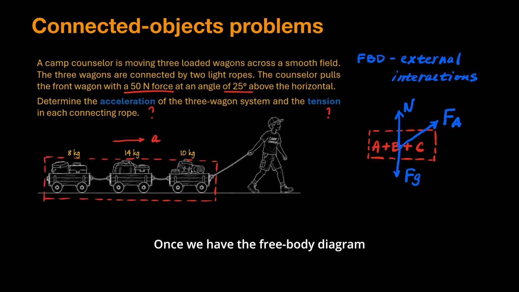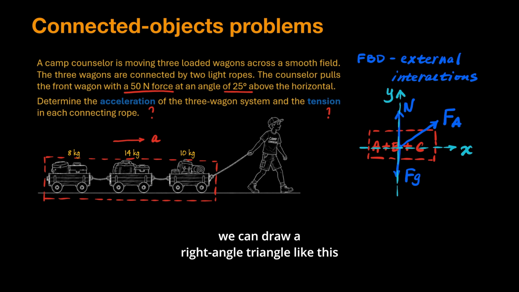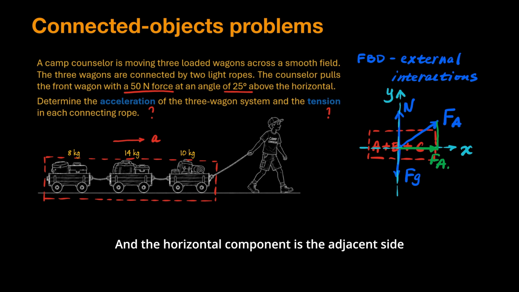Once we have the free body diagram, let's set up the coordinate system. Since the wagons accelerate horizontally, let's take the horizontal direction as our x-axis, and the vertical direction as our y-axis. Now look at the applied force. This 50 Newton applied force is not horizontal, so we need to decompose it into its x and y components. To decompose the applied force, we can draw a right angle triangle like this. The applied force is the hypotenuse, and the horizontal component is the adjacent side.